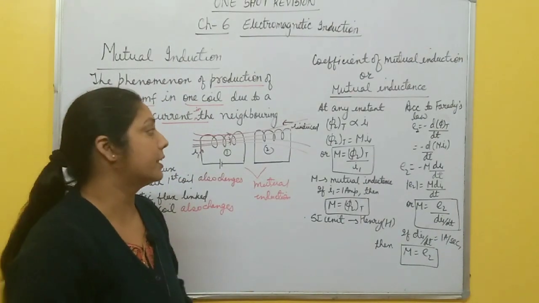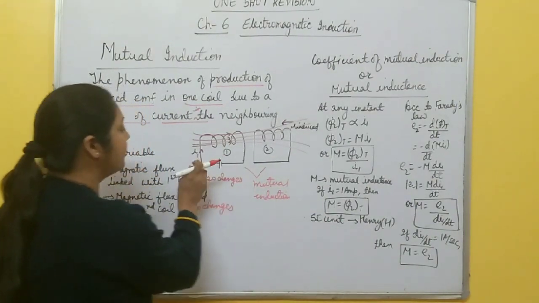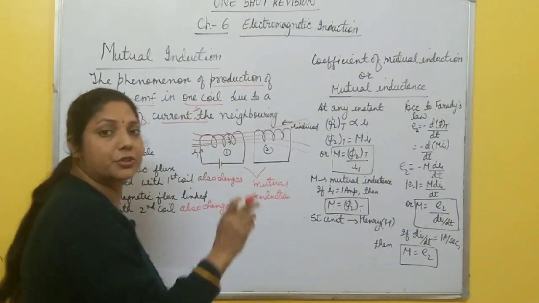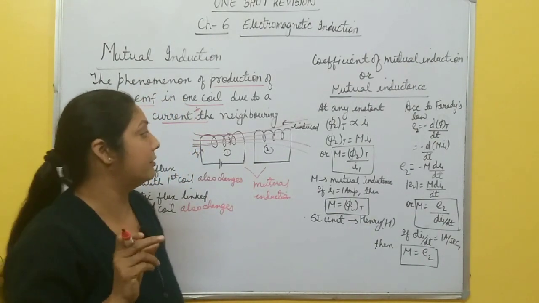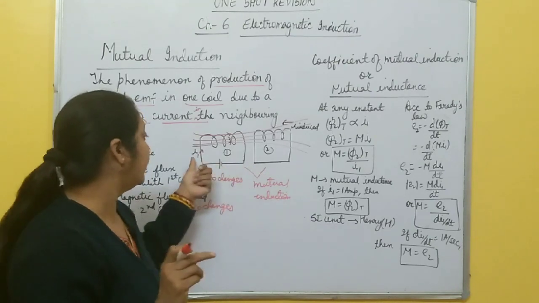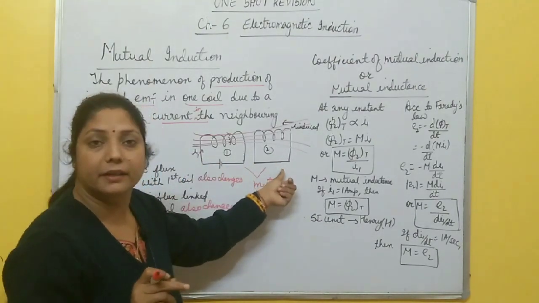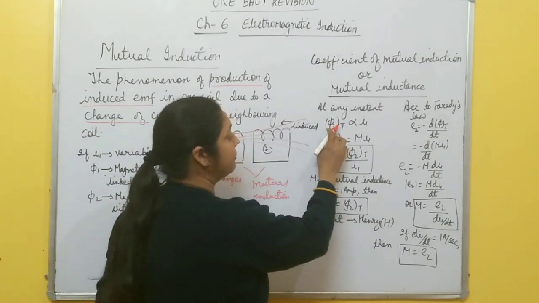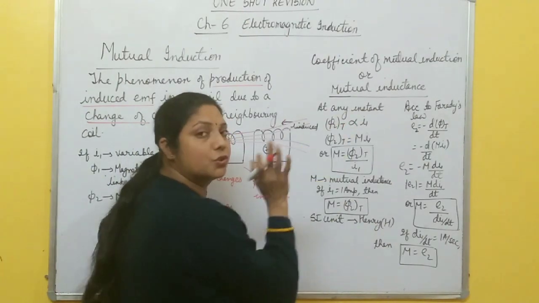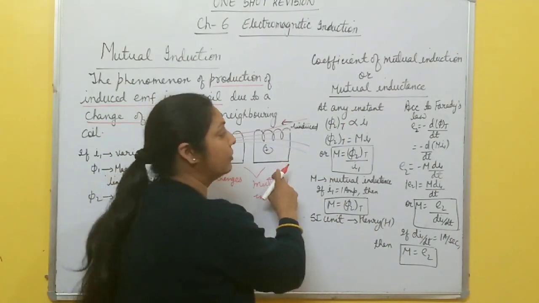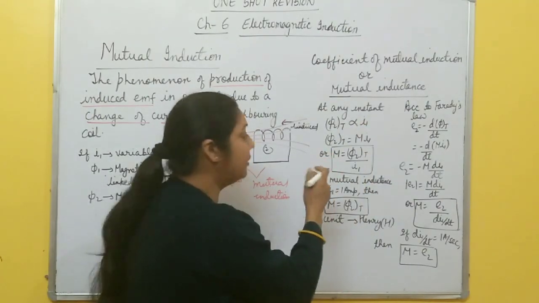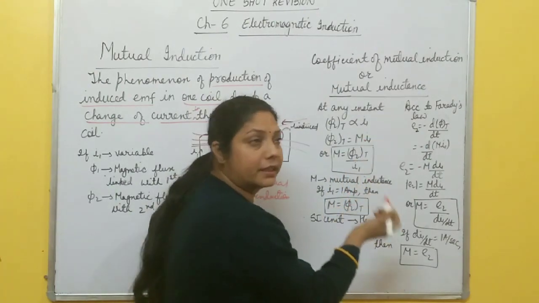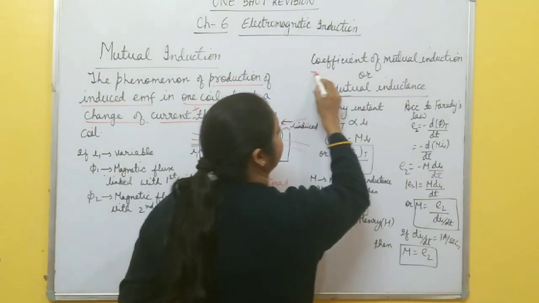How do you define mutual inductance? At any instant of time, suppose constant current flows through the primary coil, and this is directly proportional to the total change of magnetic flux linked with the second coil. The greater the current, the greater is the magnetic flux linked with the second coil. So you can write phi 2 T is the total magnetic flux linked with the second coil. It is directly proportional to the current in the first coil I1. So this is equal to M I1, and this M is called mutual inductance or coefficient of mutual induction, right?